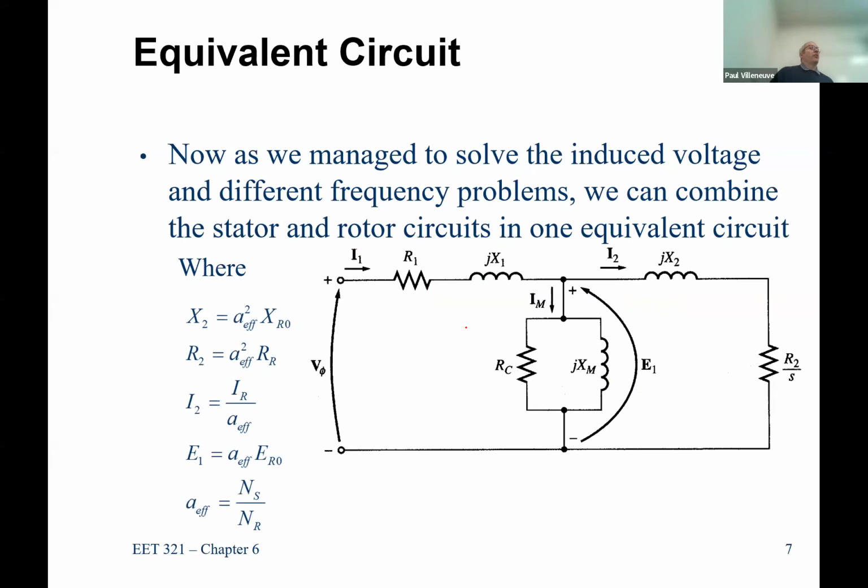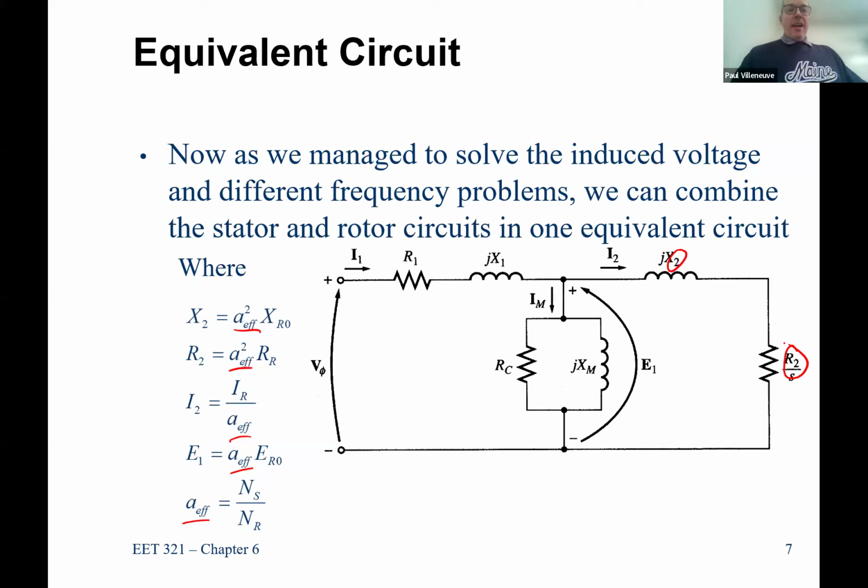So now we'll take our transformer circuit and we'll move everything to the primary side. We don't have to worry about a transformer, and we can't because we don't know what the turns ratios are. So I'm just going to include all these in here because I have no idea what they are. And then I'm going to write new values for my impedances: X2, R2, I2, E1. So these are reflected impedances onto the primary side, not worrying about the transformer.